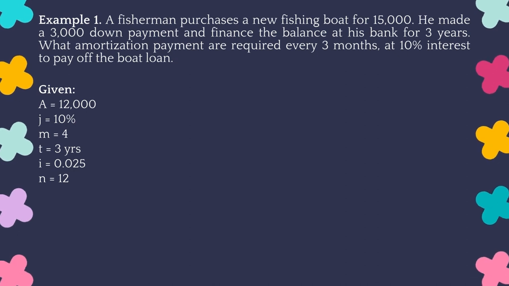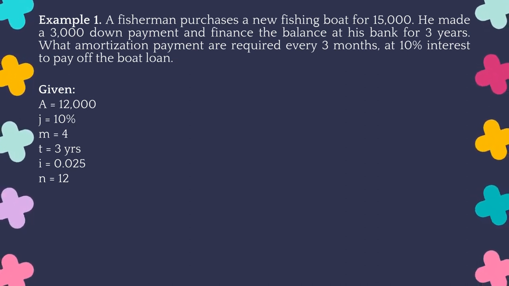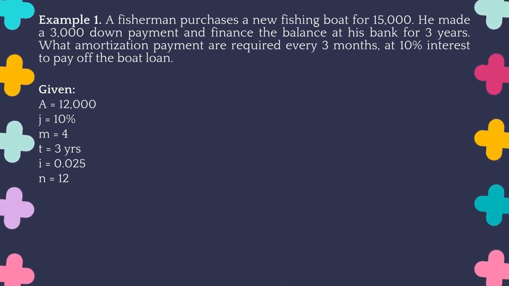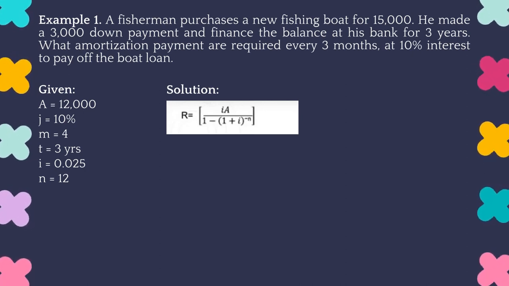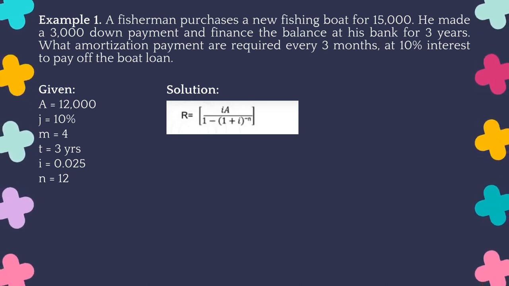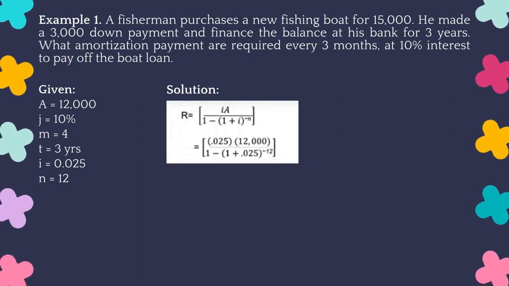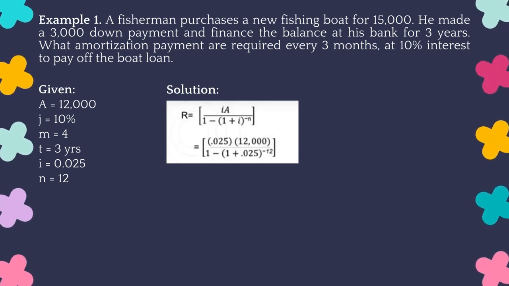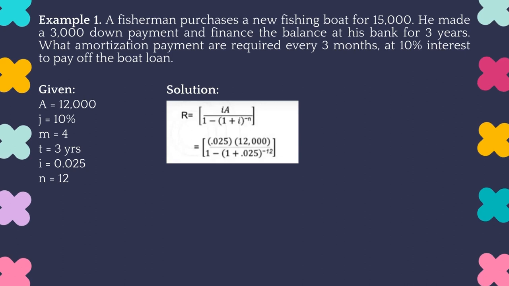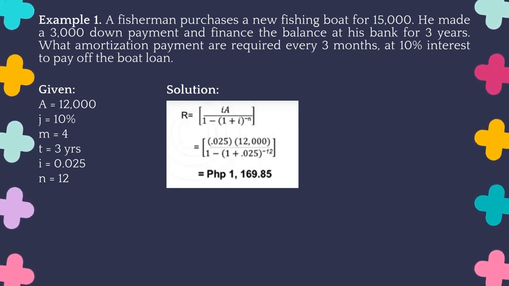I is equal to 0.025. We get it from J over M, 10% over 4 equals 0.025. N is equal to 12, compounded quarterly, 4 multiplied by time, 3 years. So, formula, R is equal to open bracket I times A over 1 minus open parenthesis 1 plus I close parenthesis powered by negative N close bracket. So that would be R equals open bracket 0.025 times 12,000 over 1 minus open parenthesis 1 plus 0.025 powered by negative 12 close bracket. So, the answer is 1,169.85. So that is the required payment for every 3 months within 3 years.